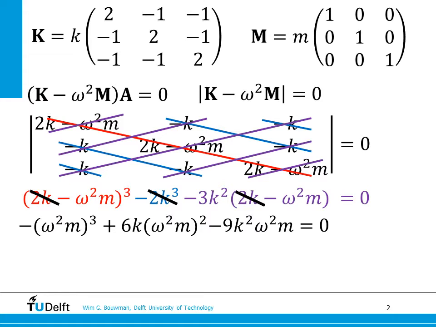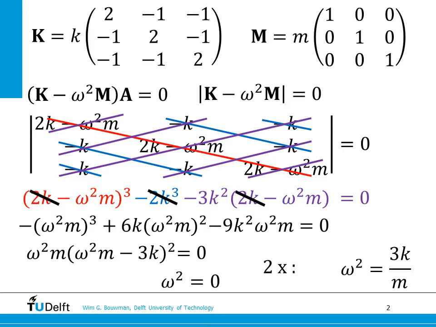And if you take a look at what we have left over, you see that the whole time everything's going by omega squared m. So there we have one solution already. That should be 0. And then here we get a squared term in this term. So that gives us the solutions we need. One of them is omega squared is 0. And the other one is twice omega squared is 3k over m.